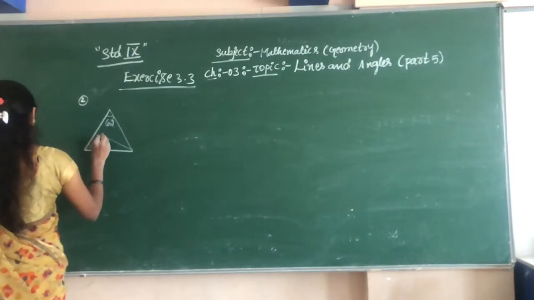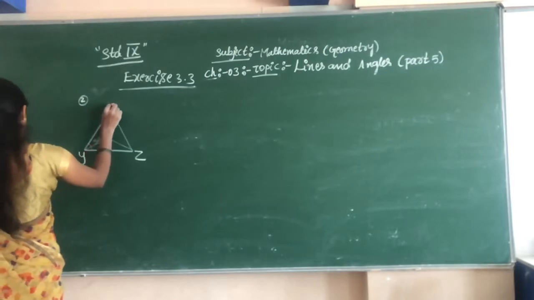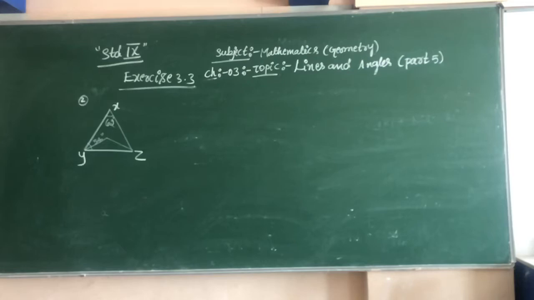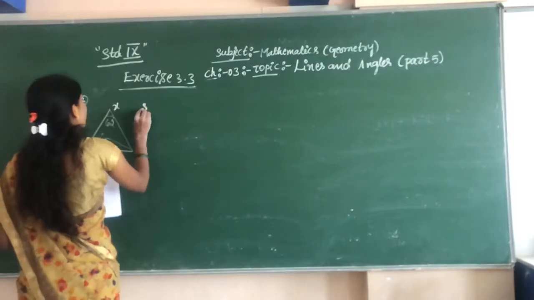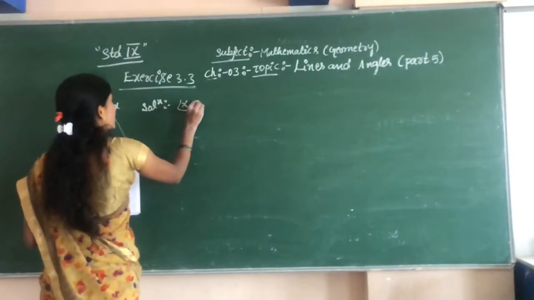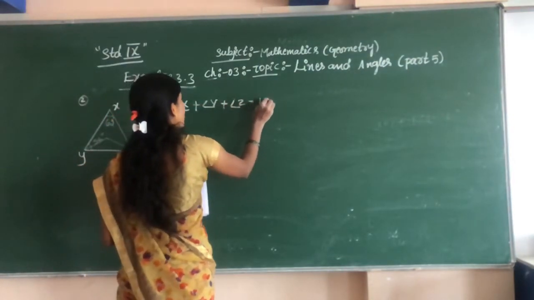54 degree. This is Z. This is Y. This is X. Okay, children, this is the problem. In the triangle, you should write the solution. Angle X plus angle Y plus angle Z is equal to 180 degree.